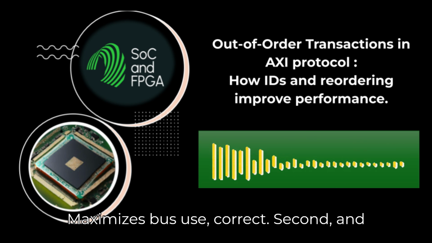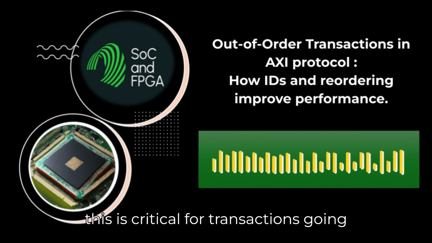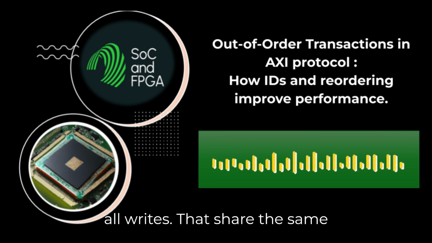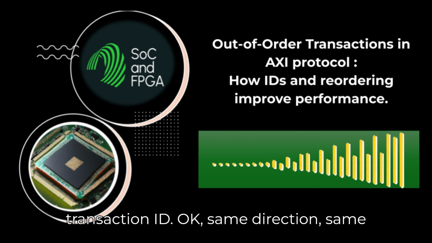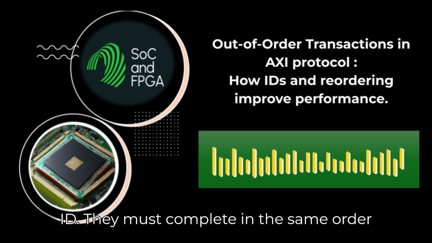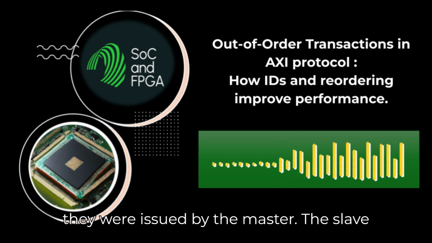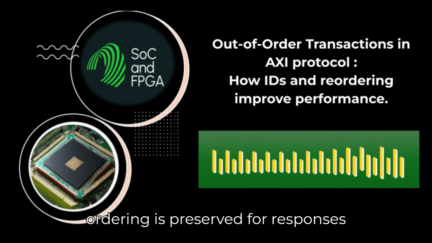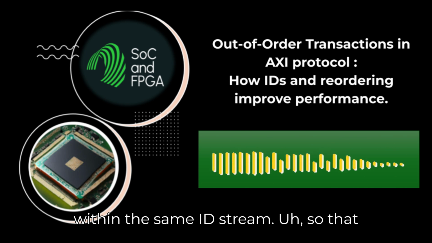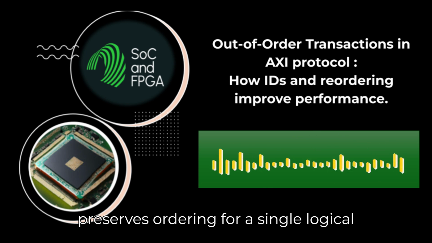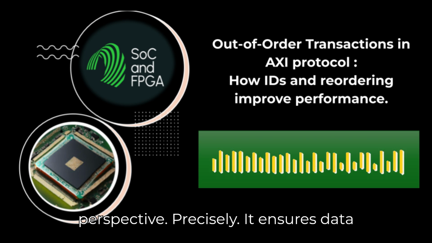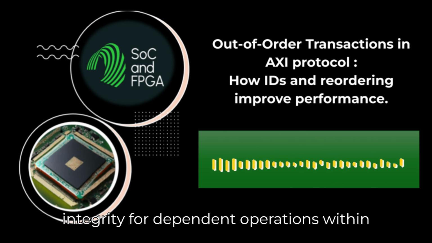Maximizes bus use. Correct. Second, and this is critical, for transactions going in the same direction, so all reads or all writes, that share the same transaction ID. Okay, same direction, same ID. They must complete in the same order they were issued by the master. The slave, or interconnect, must ensure this ordering is preserved for responses within the same ID stream. Ah, so that preserves ordering for a single logical thread of operations from the master's perspective. Precisely. It ensures data integrity for dependent operations within that thread.